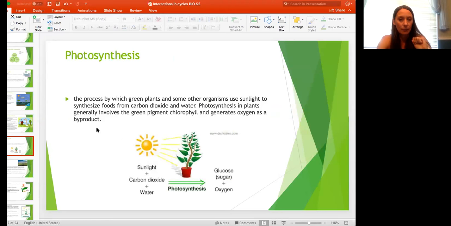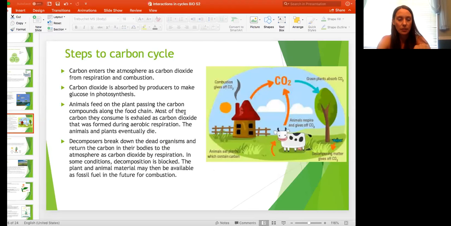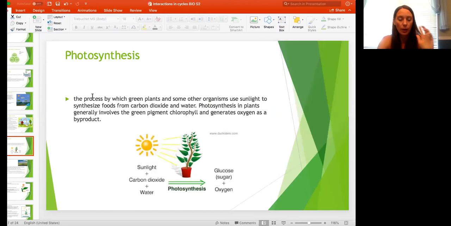Let's go into that. Okay, so we talked about the carbon cycle and the steps to it. And then we go into one of the processes of the carbon cycle, which is photosynthesis. Again, just a little summary here: photosynthesis is the process by which green plants and some other organisms use sunlight to synthesize. Another word for synthesize is to make. Synthesize foods from carbon dioxide and water. Photosynthesis in plants generally involves the green pigment chlorophyll, and it generates oxygen as a byproduct.